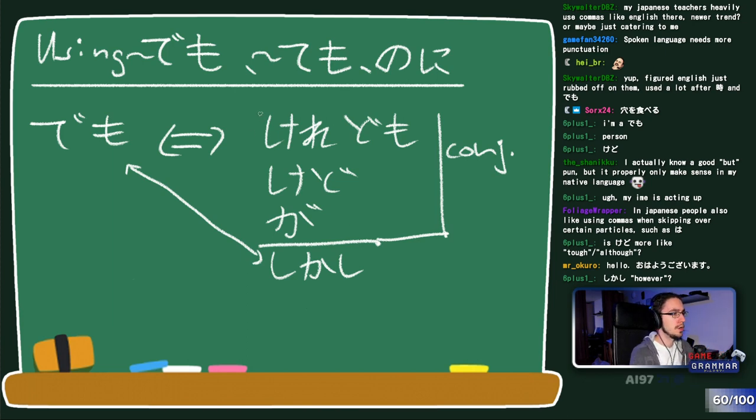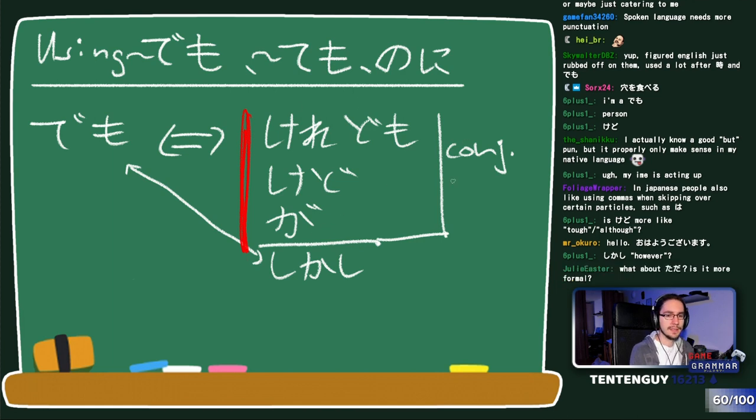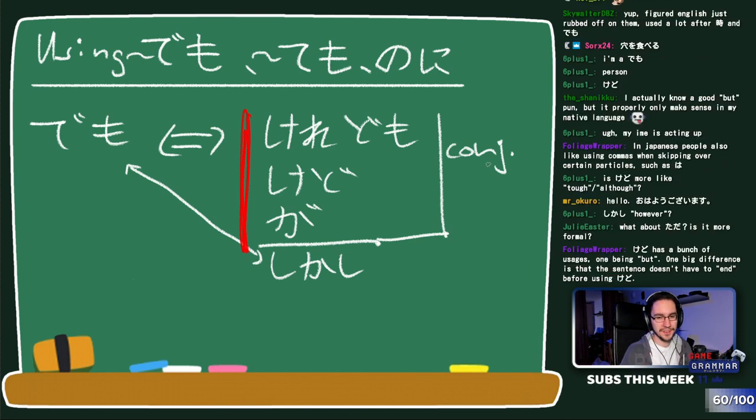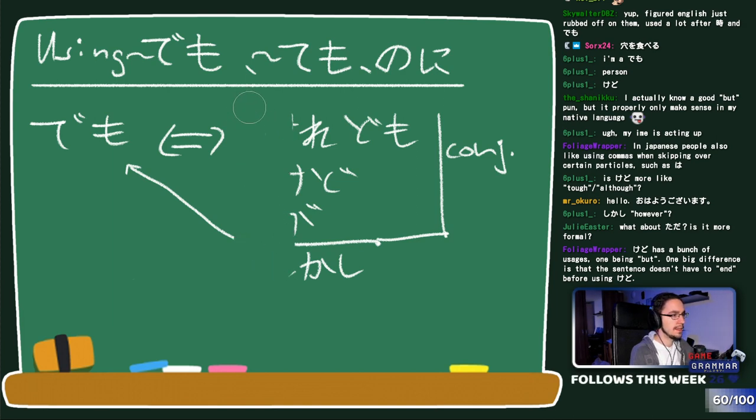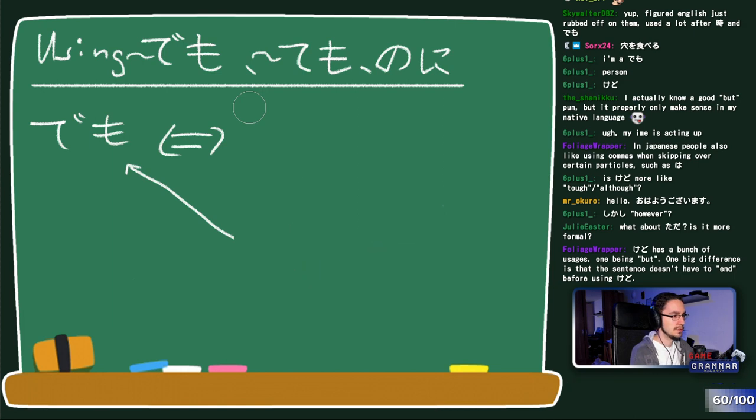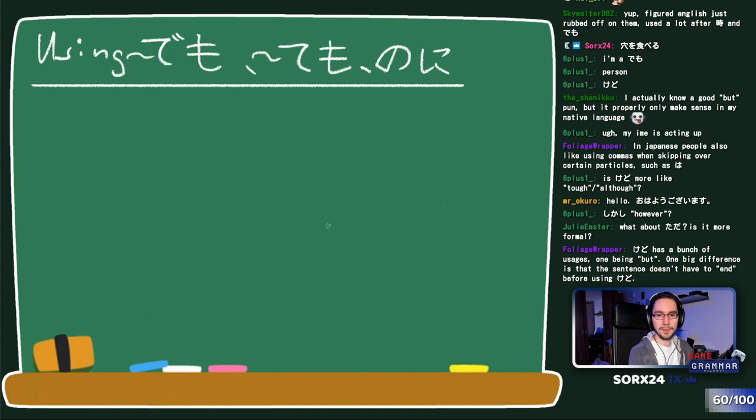Okay, I'm not going to talk much further about these over here, but that's just to give you an idea of how these all can act differently. Also, all I told you about keredomo, kedo, and ga is that they act conjunctively as but structures. I don't really want to go too deep into those because we can do that another time. There's already so much to talk about with just demo, especially once we get into temo as well. Okay, so let's talk a little bit about some other usages.